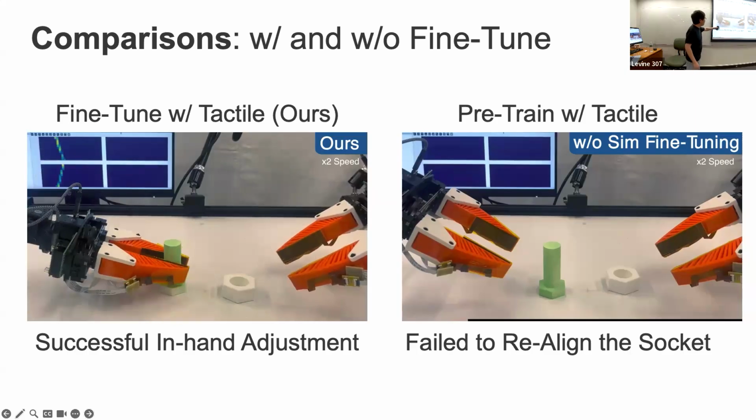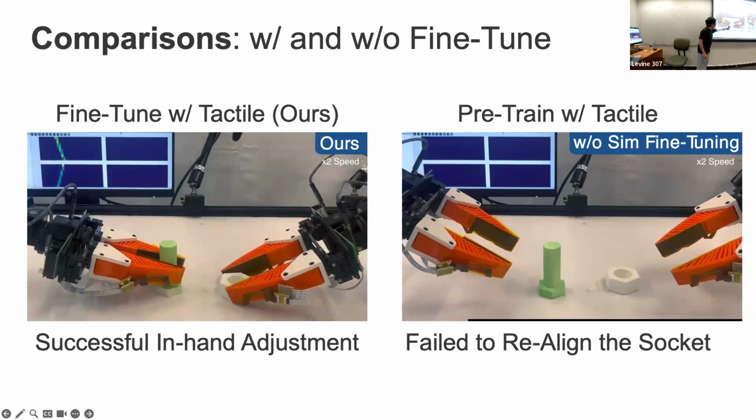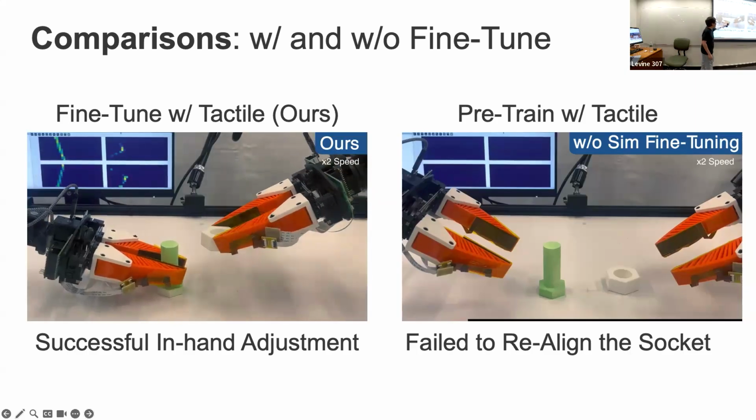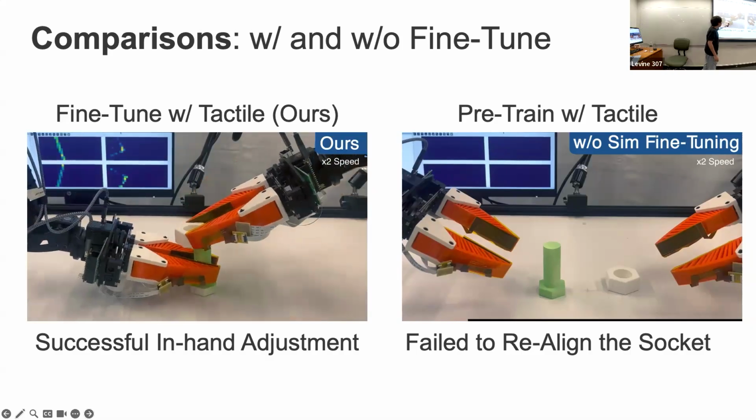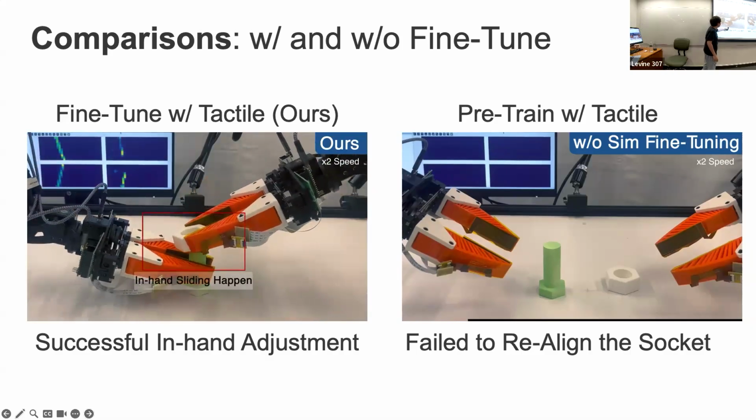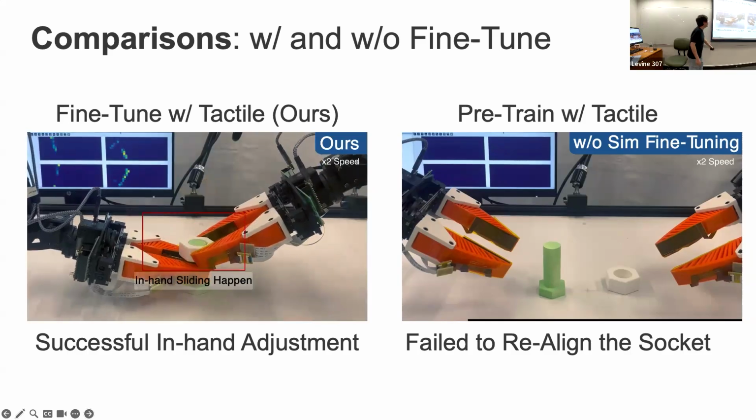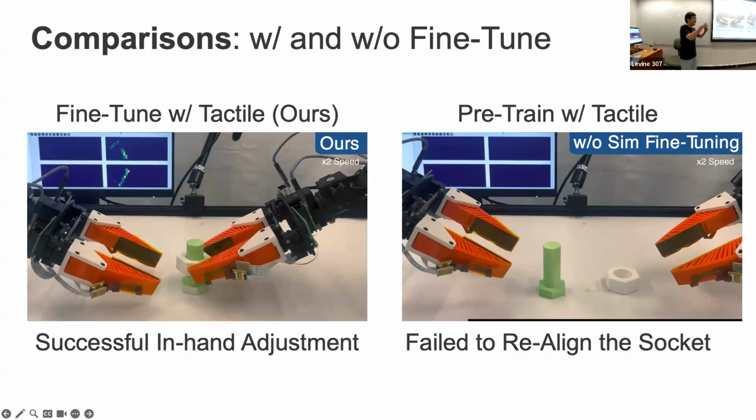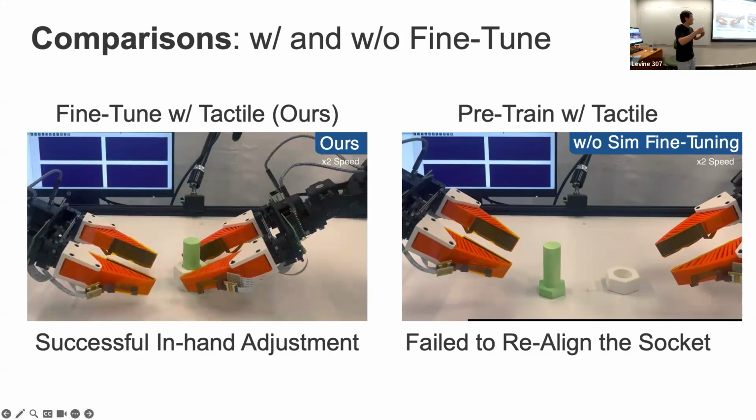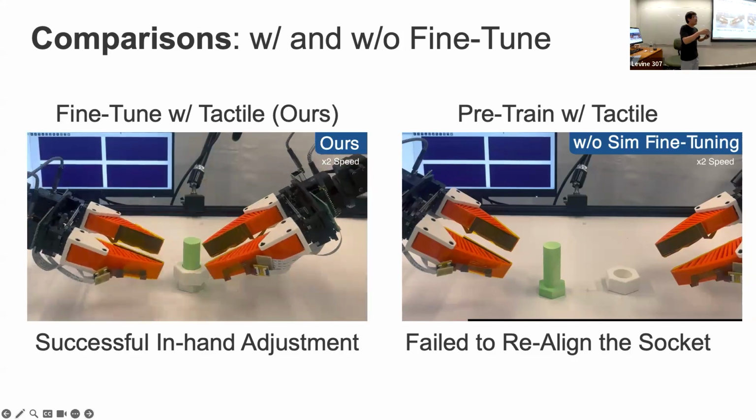So here we see when this hand grasps, there is some slipping happening, you see here. In-hand sliding happens, but it can still finish the task. With this kind of in-hand sliding, you could have direct shape information in the hand, so you can finish the task.